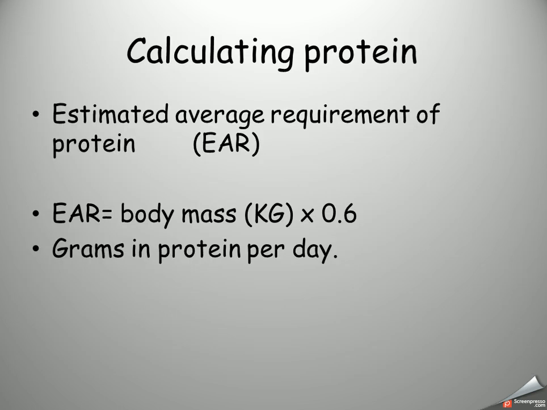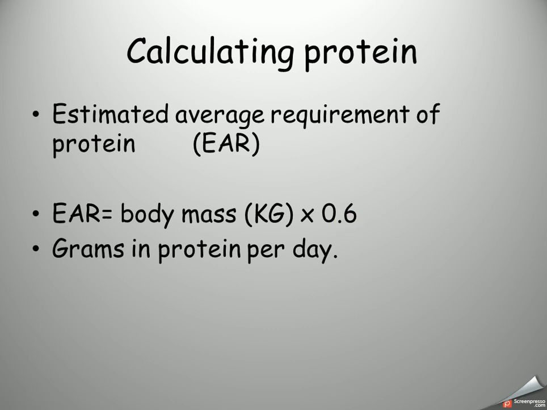Okay, right, next up is you have to be able to calculate protein. Okay, now you need to know the amount of protein an average person should be eating. They will call this the EAR, by the way, as weird as it sounds. They used to call it the RDA, but you don't need to know it as the RDA anymore. You need to know it as the EAR. Now, EAR means estimated average requirement, because it can't be exact with this. So the estimated average requirement is calculated by your body mass in kilograms multiplied by 0.6.